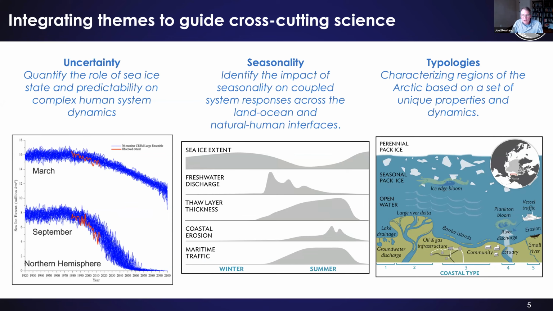And finally, we have an area we're calling typologies, which is really an effort to characterize the Arctic system, particularly the Arctic coast, based off its physical and environmental attributes and also its propensity for change. And that, as I'll highlight later, is used to both look for representation, model development, and model testing.